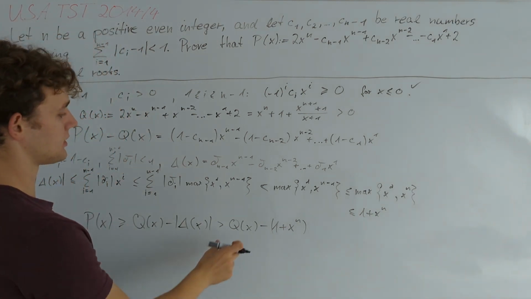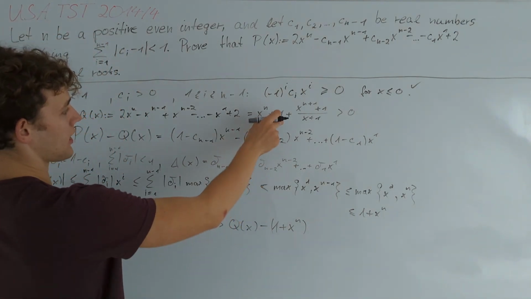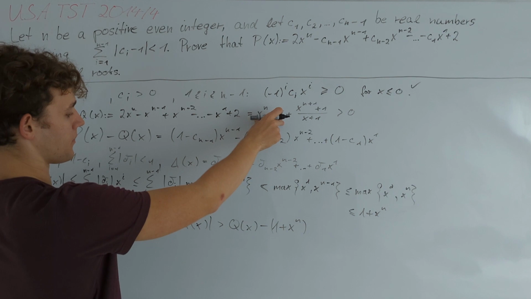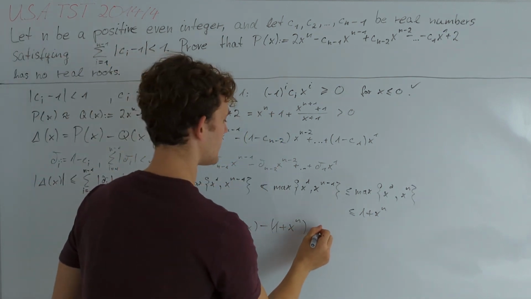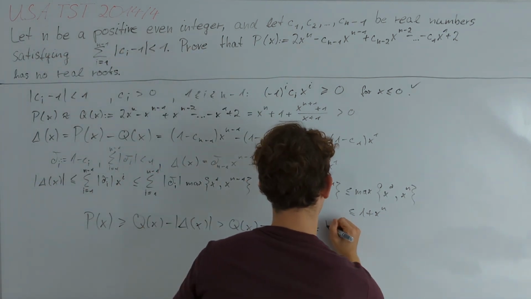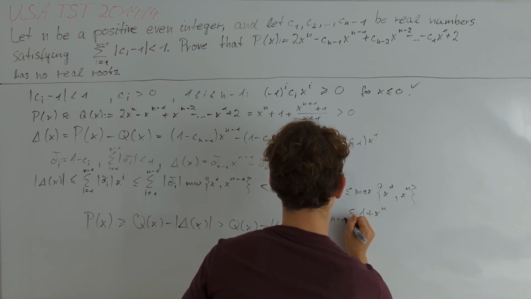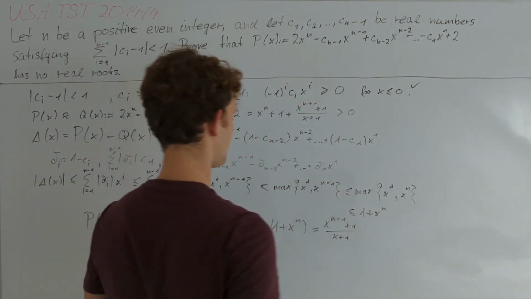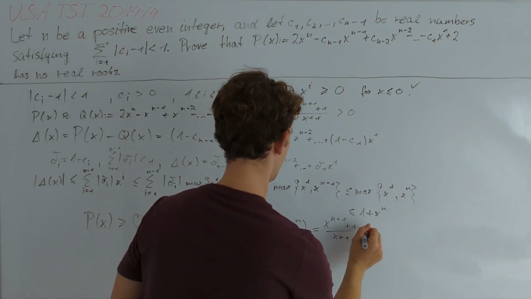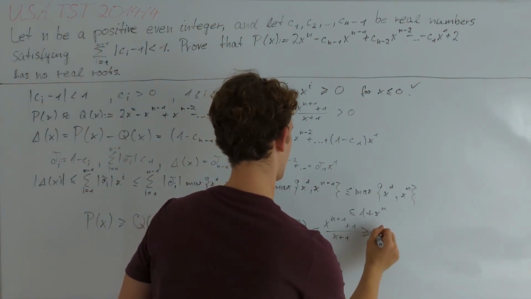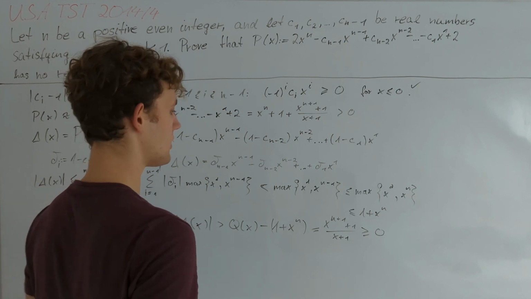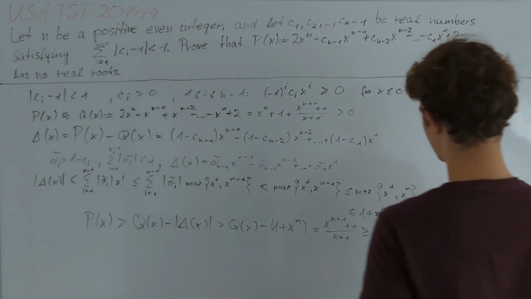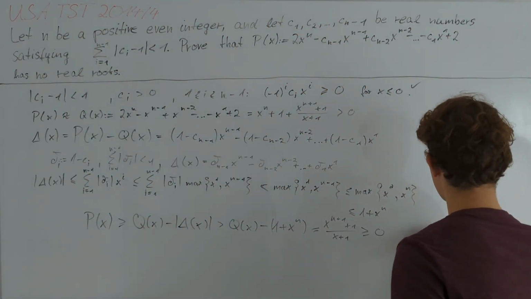We have an explicit form for q of x, and we see that all of this is equal to x to the power of n plus 1 divided by x plus 1, which is clearly greater than or equal to 0. Therefore, p of x is also greater than 0, and we're done.